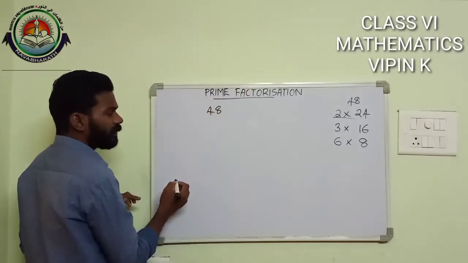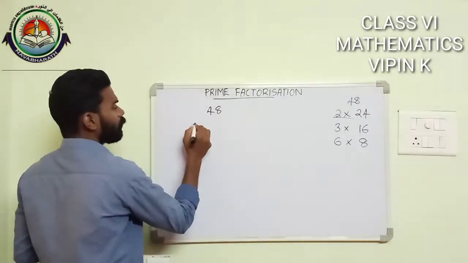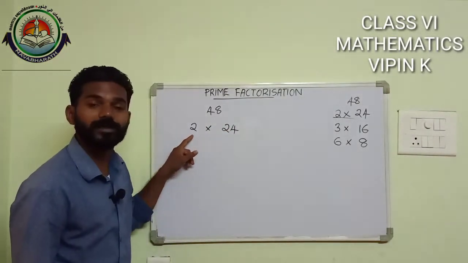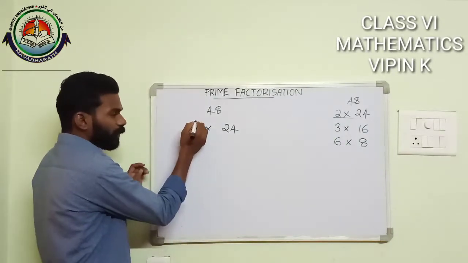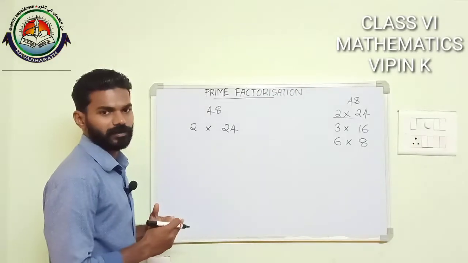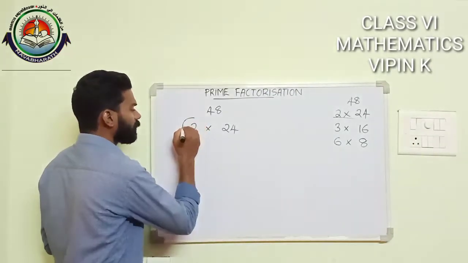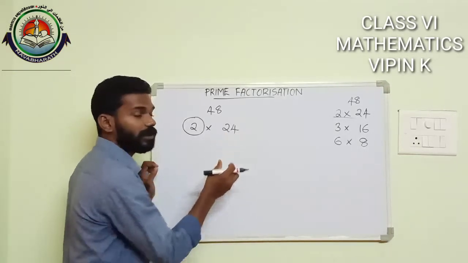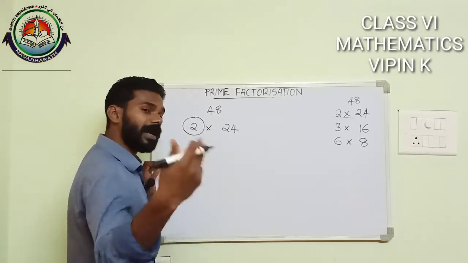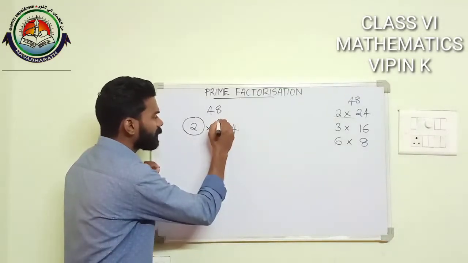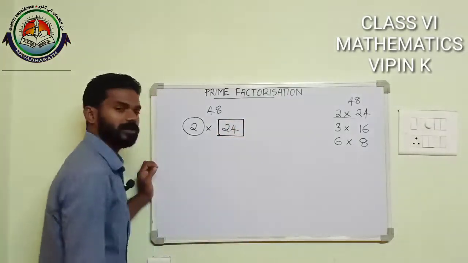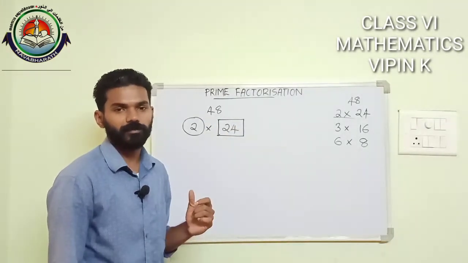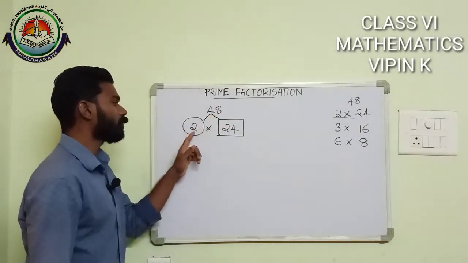Okay, now the first case I'm going to write here. This is the number 48, and that 48 can be written as 2 into 24. Here you know that 2 is a prime number. So this prime number 2 cannot be factorized further. Okay, prime numbers cannot be factorized further. So I am just rounding it because it is a prime number. And you know that this 24 is a composite number, which can be factorized further. Okay, so I am just putting this 24 in a rectangle. So a round represents prime numbers and a rectangle represents composite numbers. Okay, so this 48 now becomes 2 into 24.